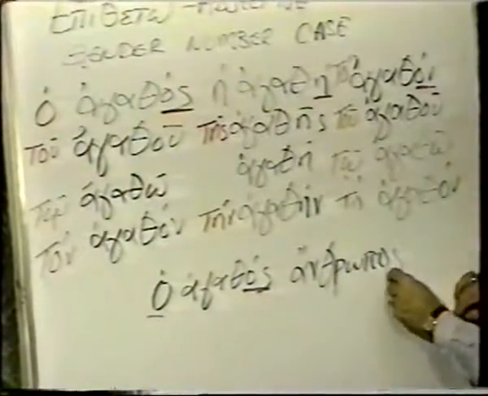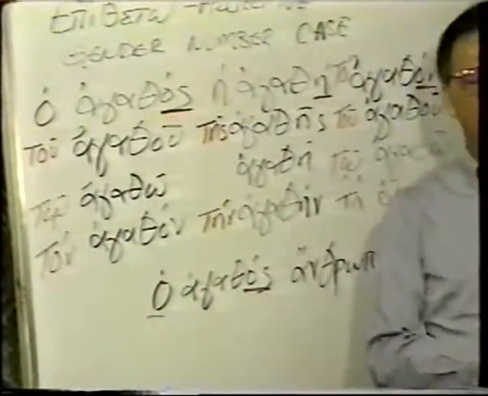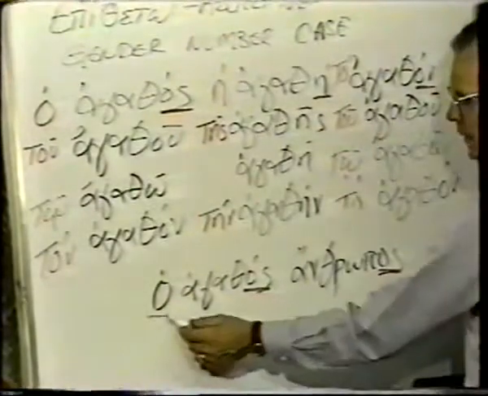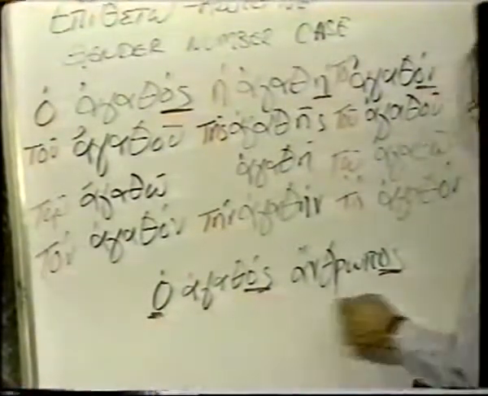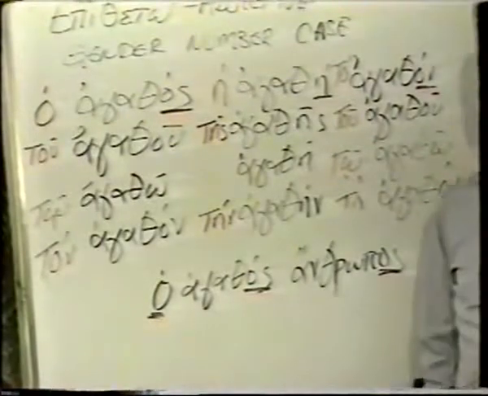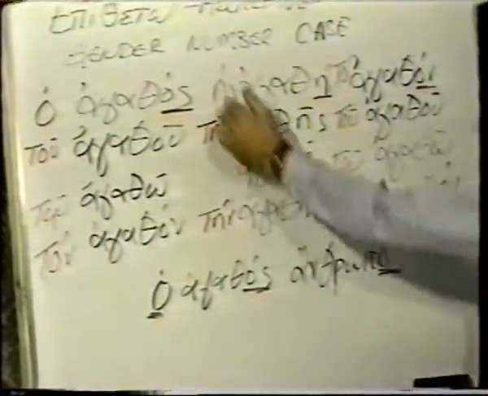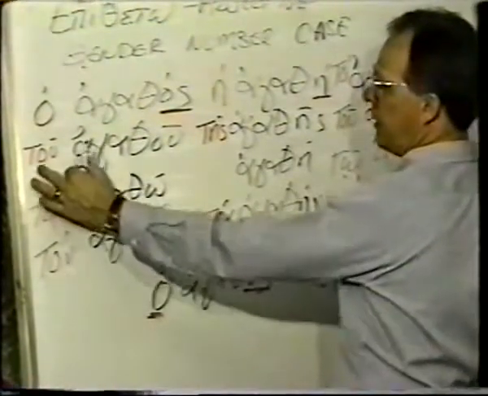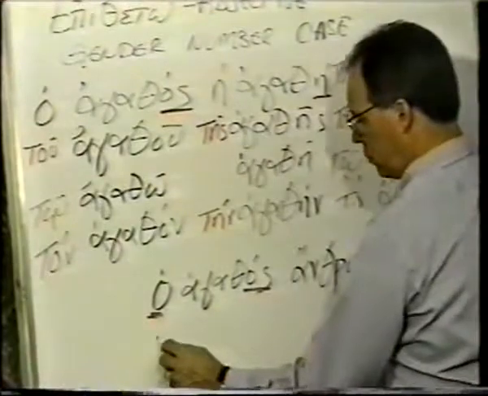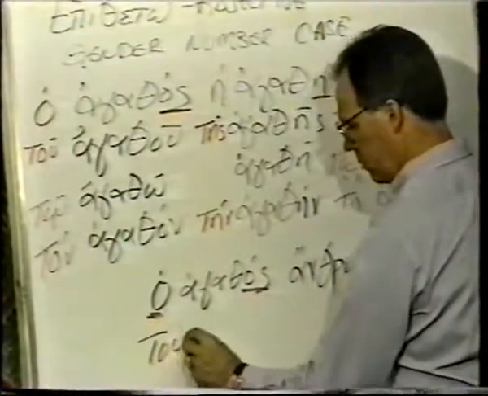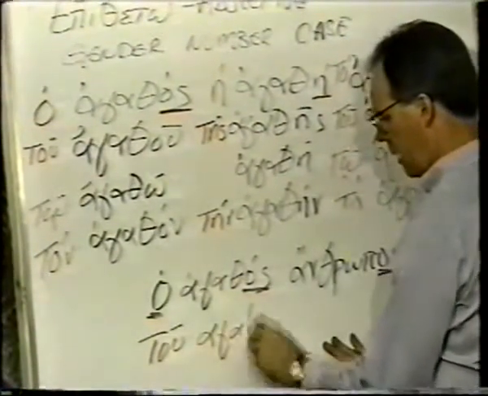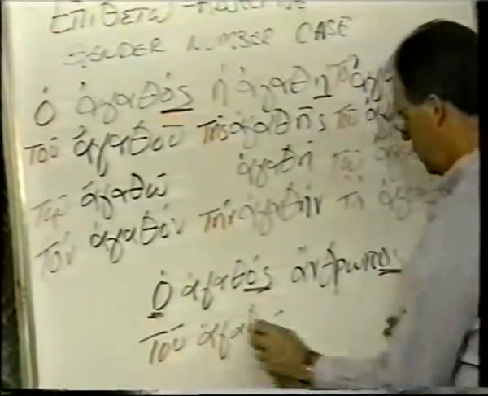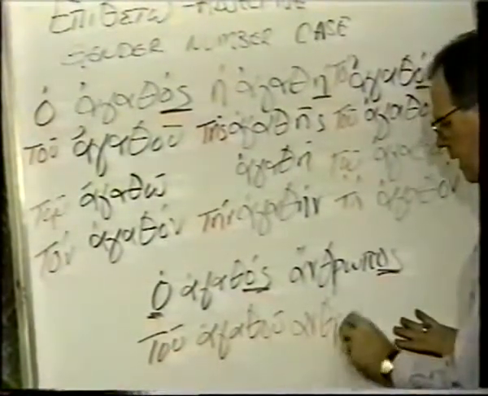Okay? Here, as we've said before, in this declension of adjectives and nouns, which is the second declension, we see how it matches up. O, os, o. O agathos, anthropos. Now, as we progress through the declension, we see that it will become, in the genitive case, tu agathou anthropou.